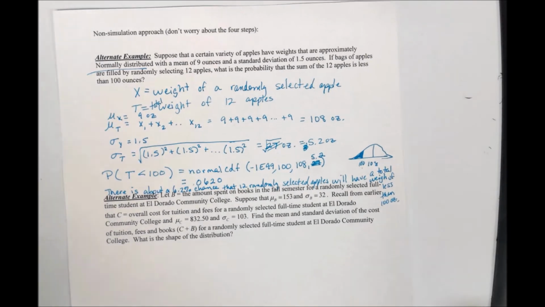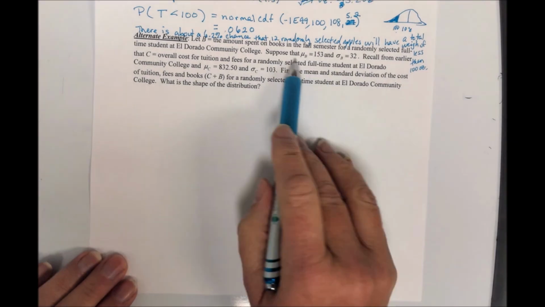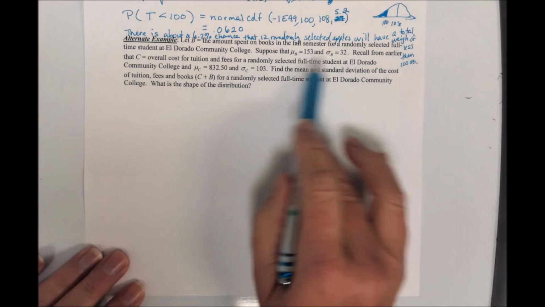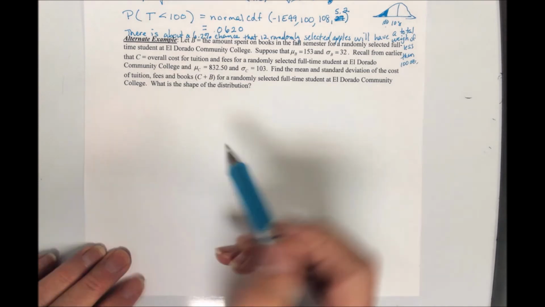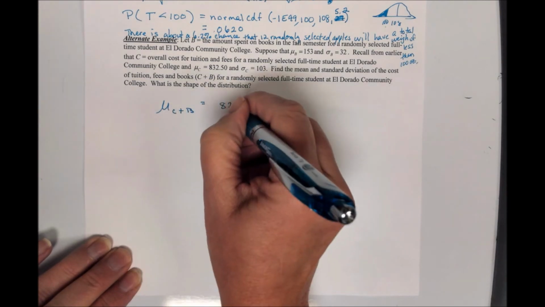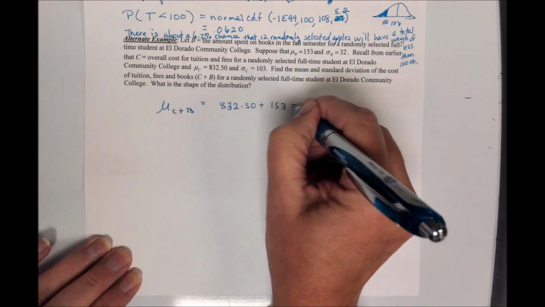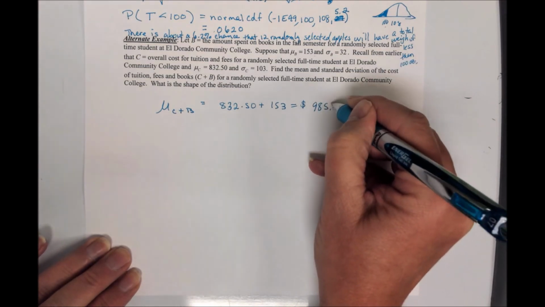Okay, one last example. Okay, so B is the amount spent on books. So we're going back to our community college. The mean is 153, and standard deviation of 32 is the cost of books. So the mean before was 832. So the mean of C plus B is going to be the 832 that we found before plus the 153, and so that means our new cost for the students is $985.50.